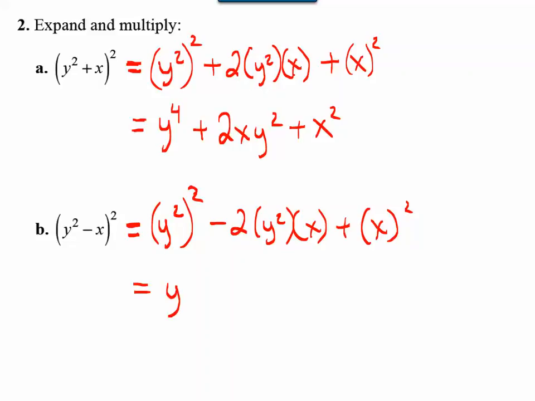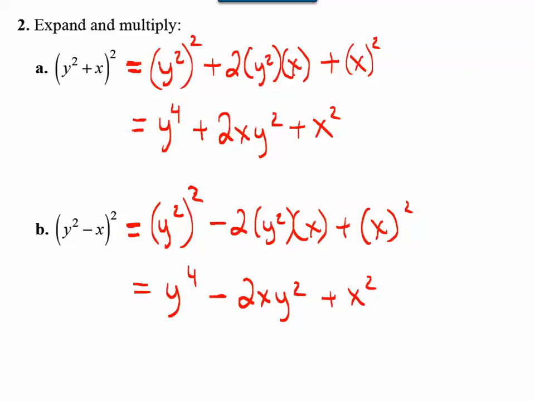Alright, final answer here: y to the 4th minus 2xy squared plus x squared. In the test, will the answer be in alphabetical order? Question is, should we put the variables in alphabetical order on the test? Yes, it will. And we might as well get in the habit because in chapter 5 we're going to do it anyways.